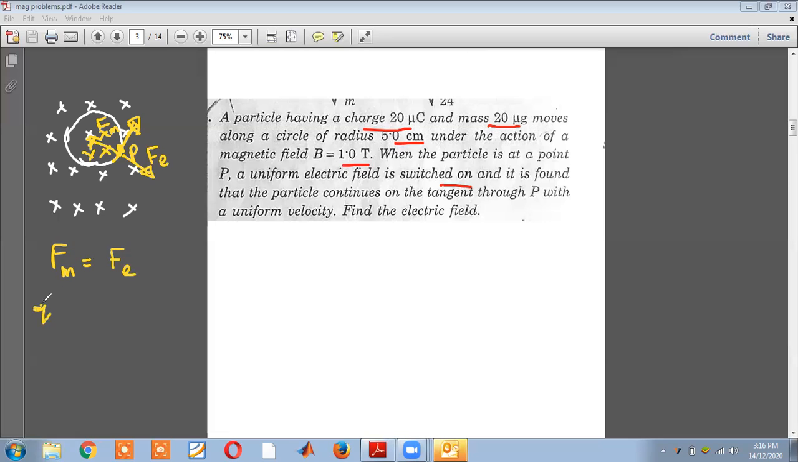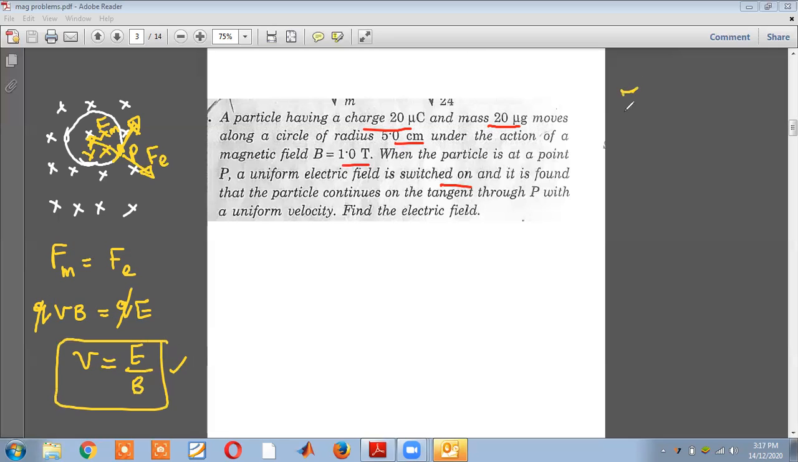You know the magnetic force is QVB, and the electric force is QE. So let me cancel this Q here. This is the velocity selector, so E equals V times B. Now we have to find the electric field, which is V times B. But the magnetic field is given to us, and we don't know the velocity. How can we get the velocity?